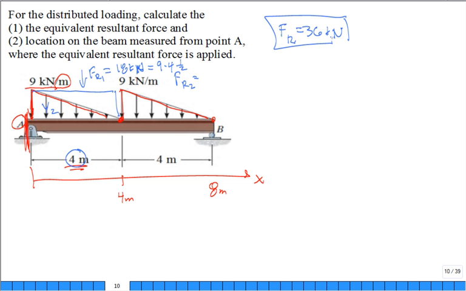The most logical place is the moment around point A because you're going to be measuring x from A. So we have a coordinate system that goes x, I already did it down here, out. And so where is FR1 applied? Is it applied right in the middle of that distributed load? No, no, no, no. Where is it applied? 1/3 of the way because that's the triangular.